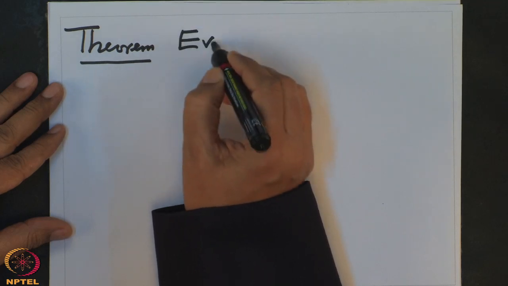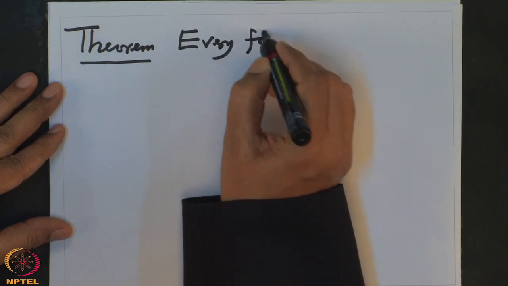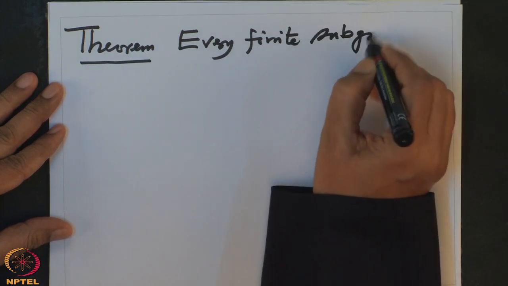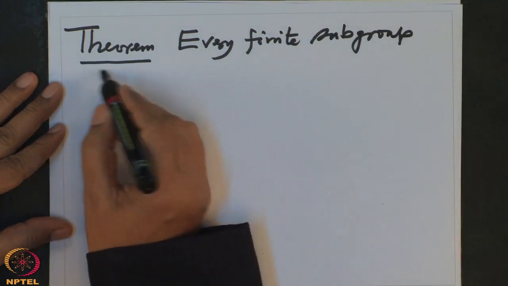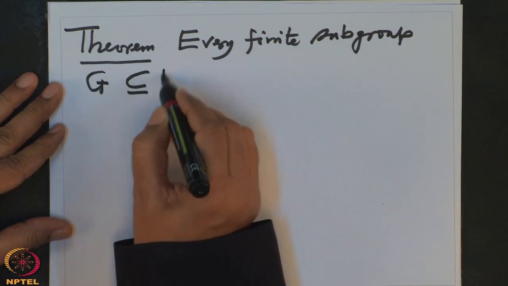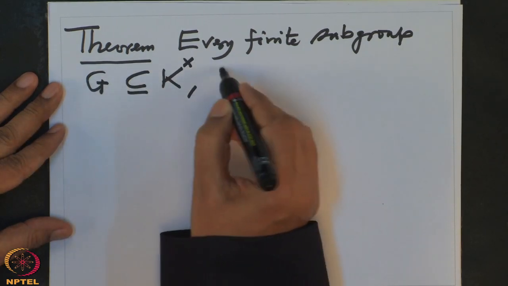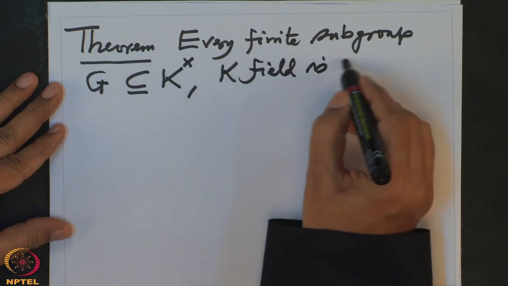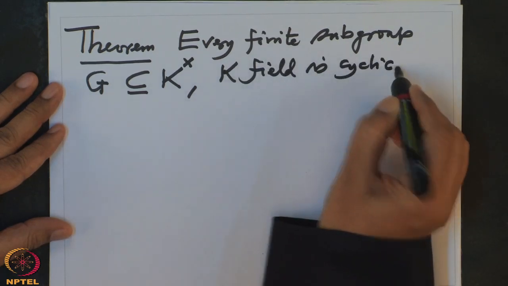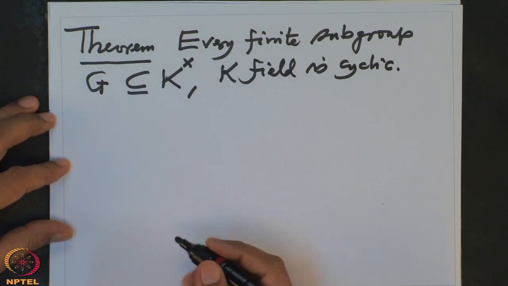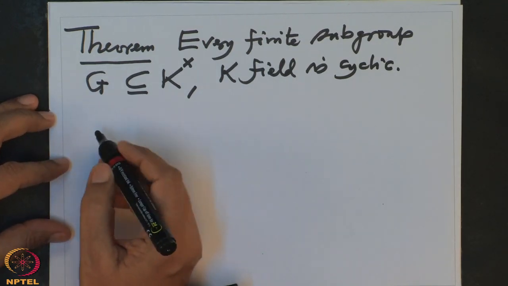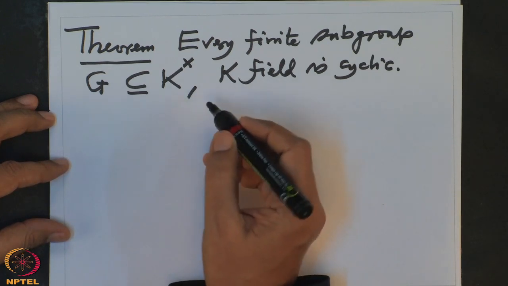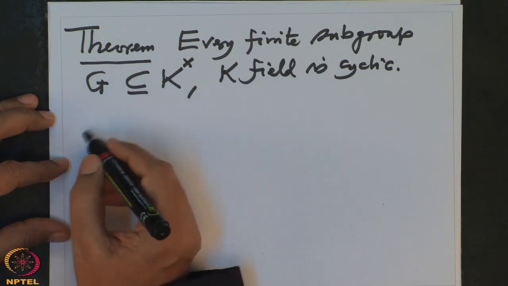Every finite subgroup G of K cross, where K is a field, is cyclic. This is what we wanted to prove. K may not be a finite field. K may be an infinite field also, for example K equal to C or K equal to R.